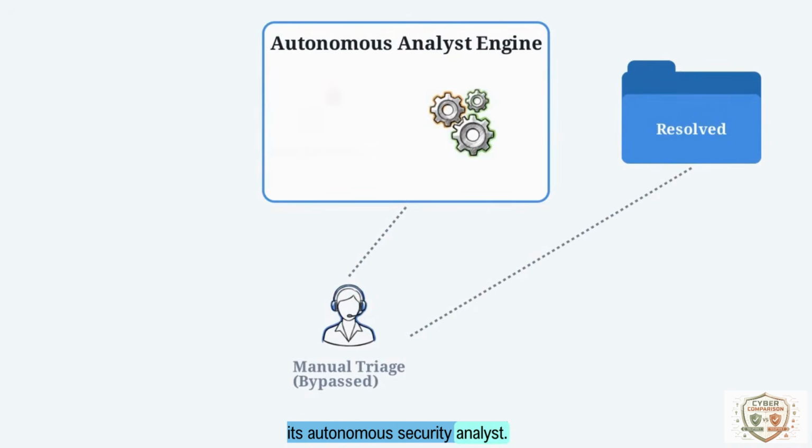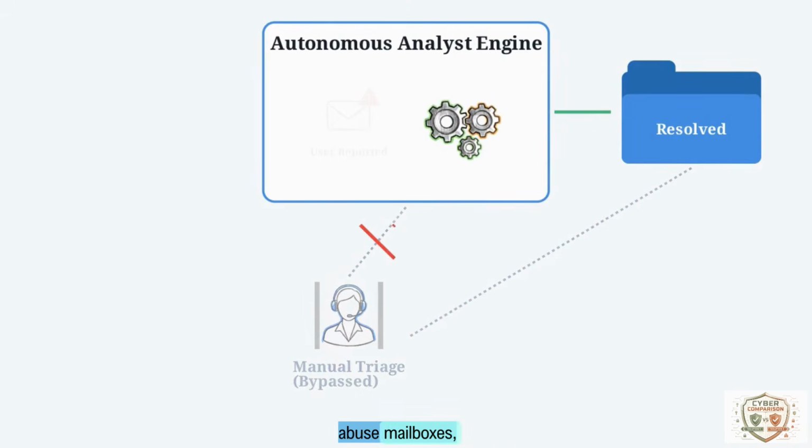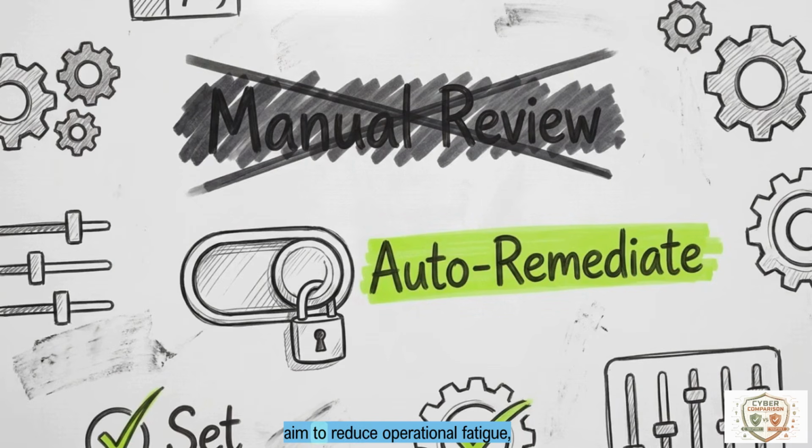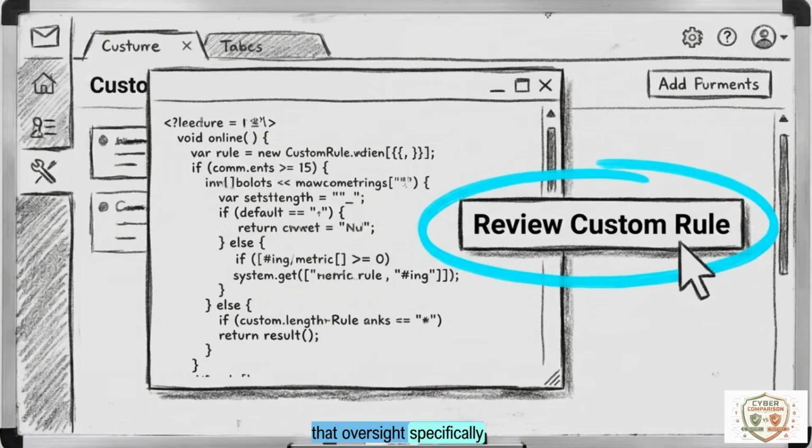Sublime addresses workload through its autonomous security analyst. This targets the massive time drain of user-reported abuse mailboxes, automating the specific triage process for those suspicious emails. While both tools aim to reduce operational fatigue, Abnormal is built primarily to eliminate manual oversight entirely, whereas Sublime retains that oversight specifically for complex detection engineering.